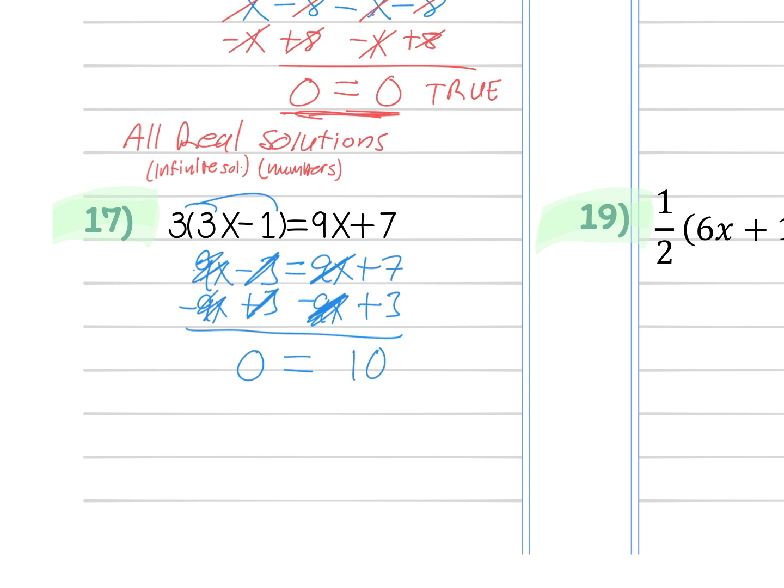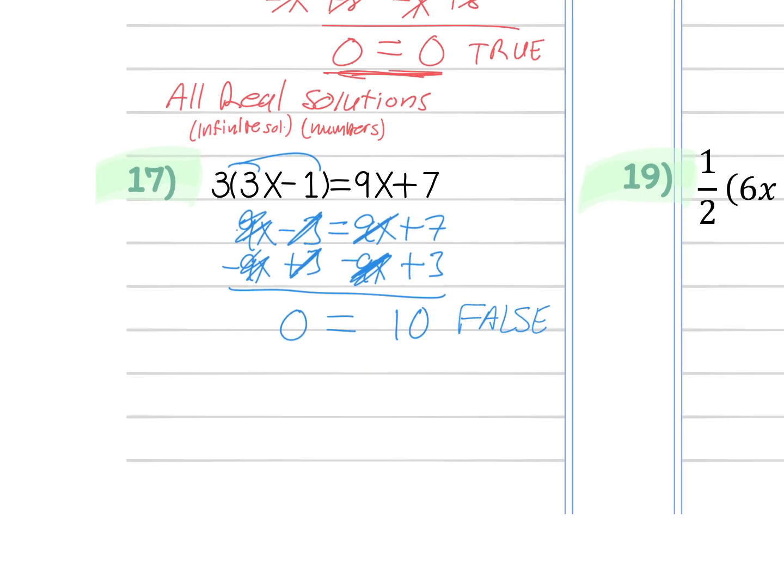When the variable disappears, ask yourself, are you left with a true statement? All right, and you're not, right? 0 does not equal 10, so this is a false statement. So this would be no solution.